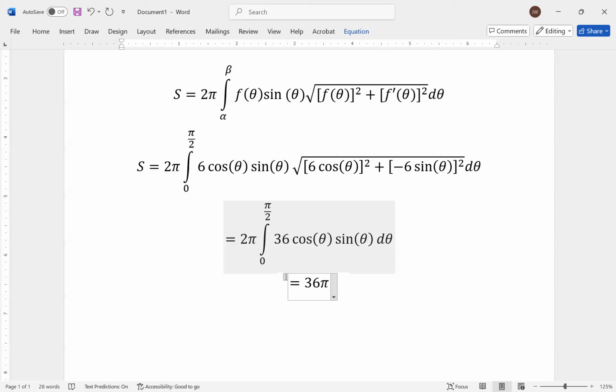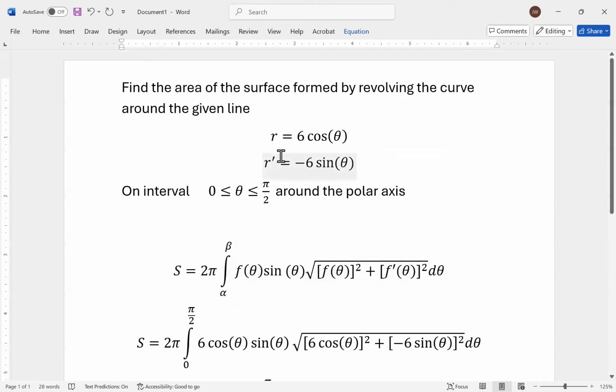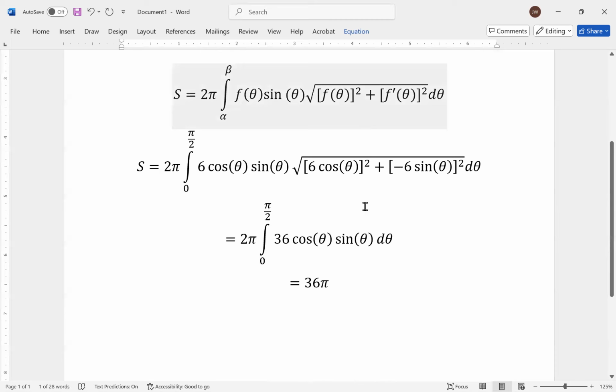36 times pi is equal to the surface area formed by revolving the top half of that circle around the polar axis. By the way, what am I getting there? I'm getting a sphere of radius 3 when I do that. So 36 times pi is what I ended up getting.